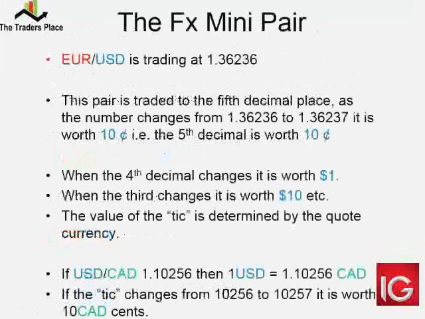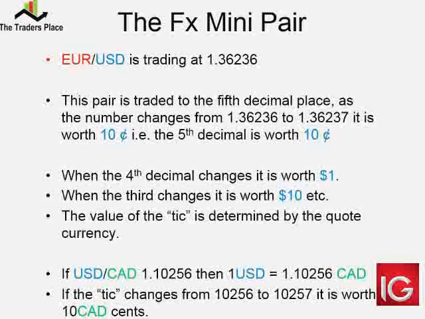Today I've just used Forex mini pairs just to keep the numbers manageable. Once you start going to standard contract sizes, the numbers become quite scary on the one hand, or a little bit overpopular on the other hand. So we just start with the basics, keep it small. Euro dollar is trading at 1.36236.